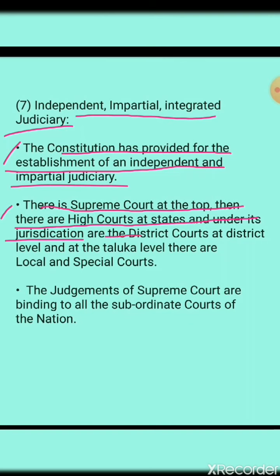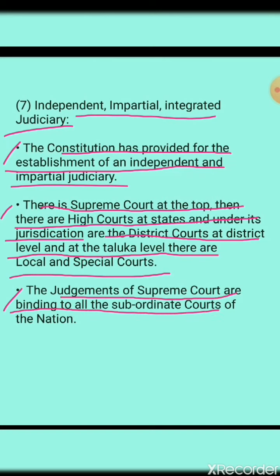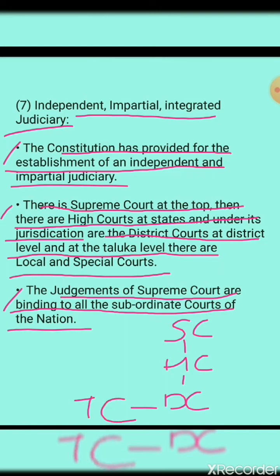There are district courts at the district level, and at the taluka level there are local and special courts. Next, the judgments of the Supreme Court are binding on all the subordinate courts of the nation. Now students, the Supreme Court is at the top, then comes the High Court at the state, then the District Court at the district level, then the taluka court at the taluka level, and then the special courts.